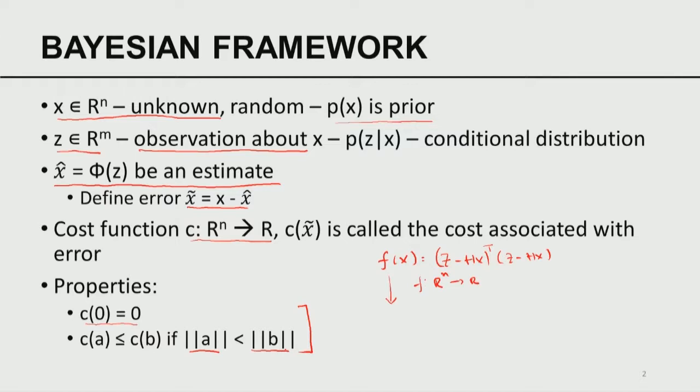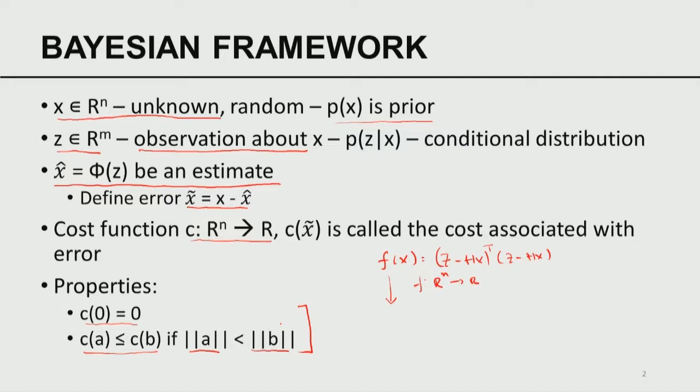c of a is less than c of b. Norm of a less than norm of b means the length of the vector a is less than the length of the vector b. So if a is one error, b is another error. If the norm of a is less than norm of b, a is the smaller of the two errors. If a is smaller than the two errors, the cost associated with a must be less than or equal to the cost associated with b.